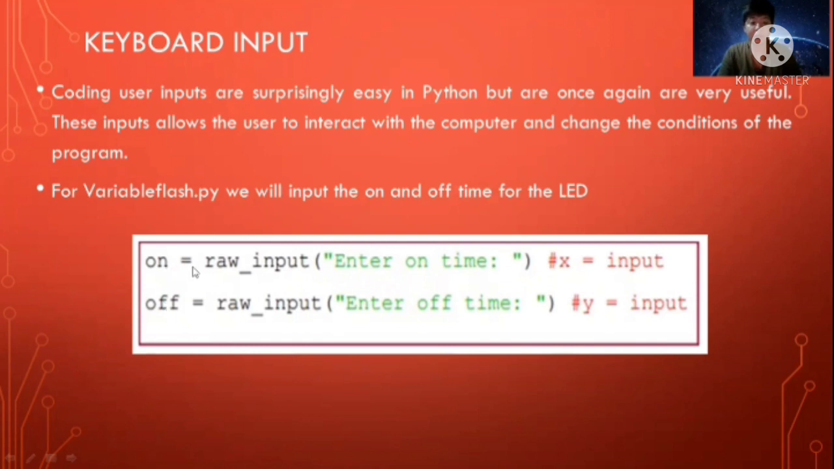For the on time, on is equal to raw_input, then open parenthesis, then type this: enter on time. This will display in our program. Then close parenthesis, then the comment. Then off is equal to raw_input, enter off time. This will also display in our program.